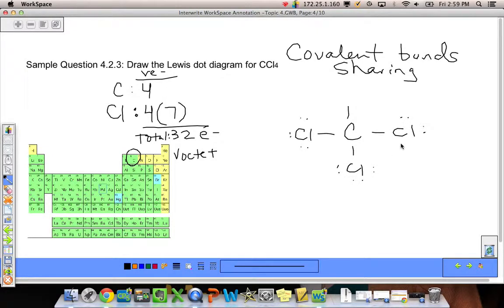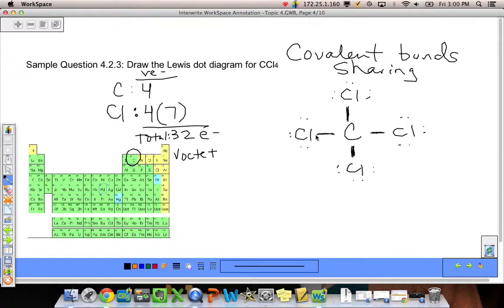Each of these dots represents 1 electron, and each line represents 2 electrons. So if we do our checks, we can check that carbon feels the effect of 8 electrons, and there's 2 there, 2 there, 2 there, 2 there. Sure enough, there's 8 for carbon. The chlorines each feel the 2 plus the 6 non-bonded around it, so that's 8 for each of those.